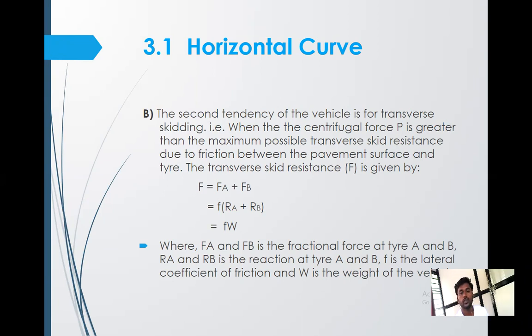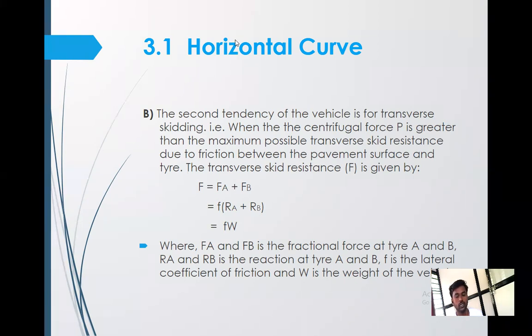Here FA and FB are the frictional forces between the tires A and B, and RA and RB are the reactions of tires A and B. f is the lateral coefficient of friction. W is the weight of the vehicle. Here, very important, what is f? It is the lateral coefficient of friction.